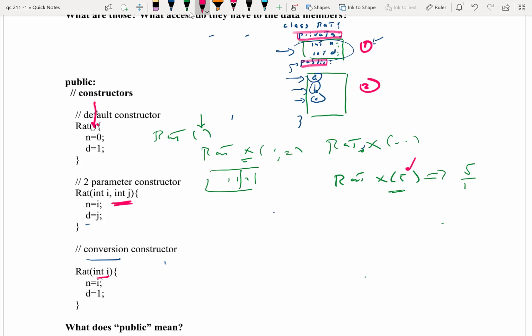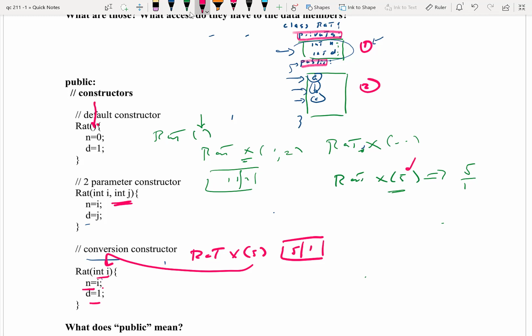So when I say rat x5, it's going to take this, put it over here in I, and I is going to go into n. That's going to be the numerator, and the denominator is going to be 1. So that's going to give me a rat that says 5 over 1, and that's clearly a fraction.